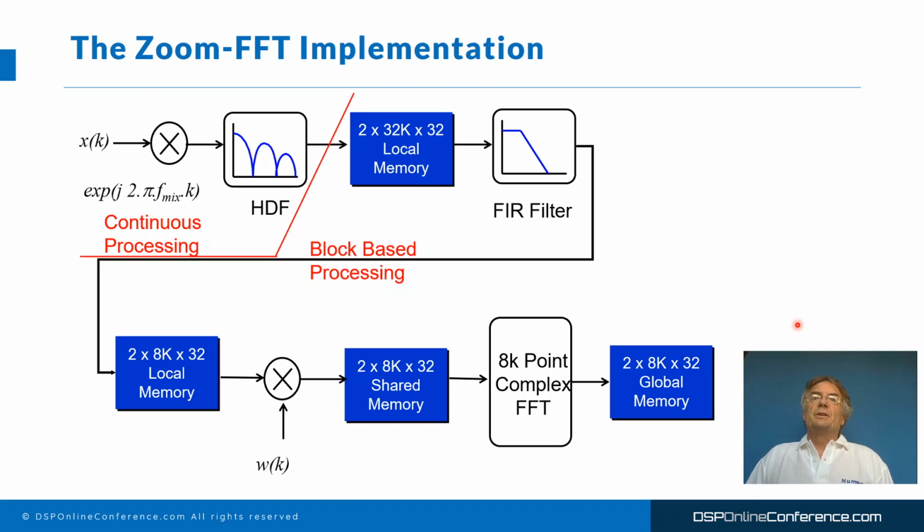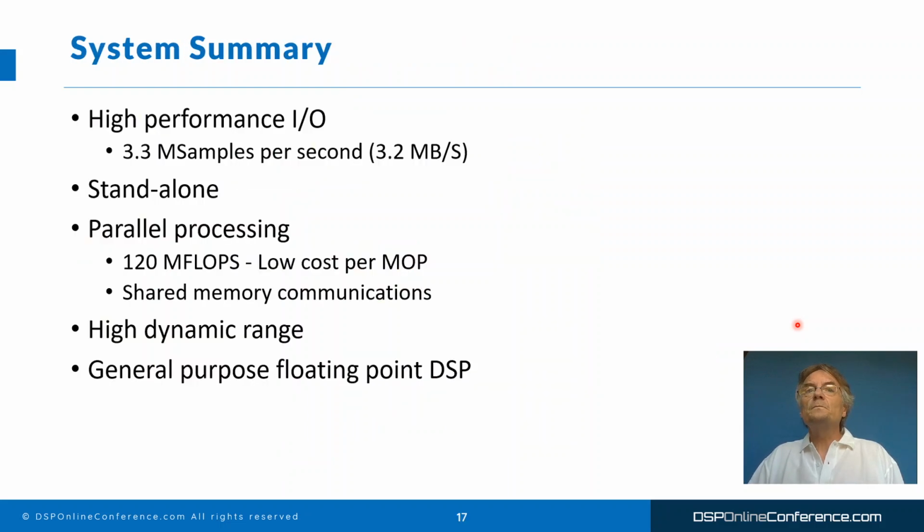Okay, so in this application, it was implemented on a multi-processor DSP system, and this just shows how we partitioned the processing. The first DSP implemented the continuous streaming process of the modulation and the filtering, and then the second CPU was responsible for the block-based processing: the FIR filtering, the windowing, and the Fast Fourier Transform. Okay, so there's a summary of the system.